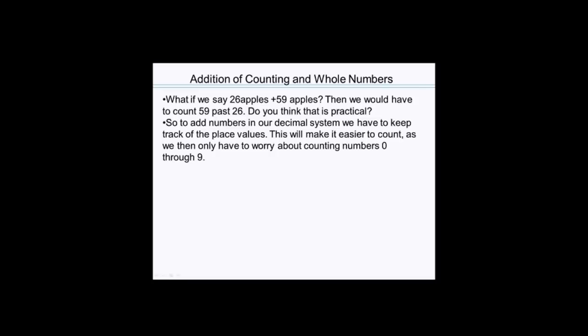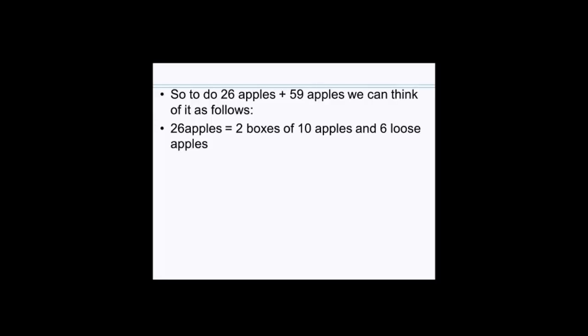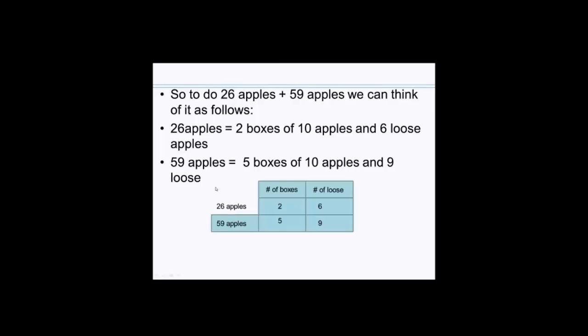Once you know how to do that, you can pretty much add any counting numbers and whole numbers. Well, how is that? Let's take a look. So you can think of 26 apples. Remember, we have a decimal system, so you can think of it as 2 boxes of 10 apples and 6 loose apples, because 2 is in the tens place, 6 is in the units place. Whereas 59 apples would be 5 boxes of 10 apples and 9 loose apples.